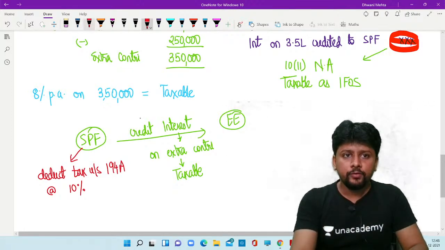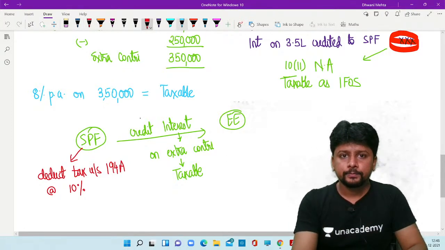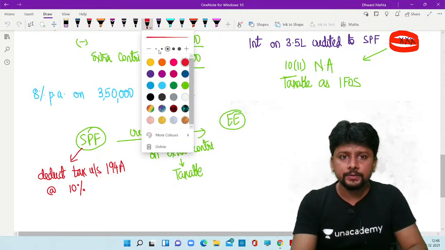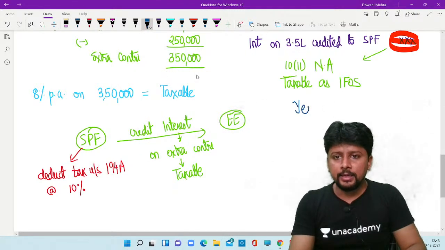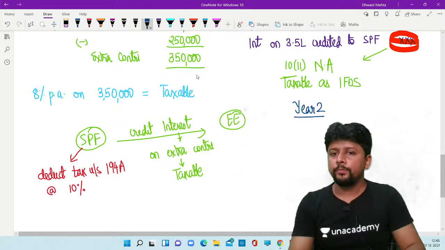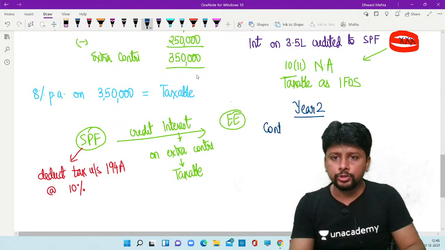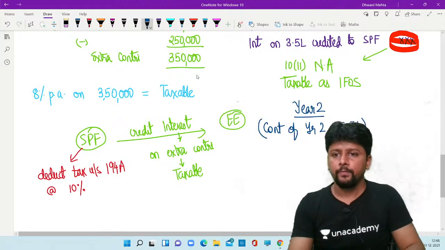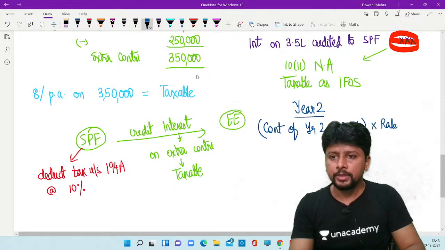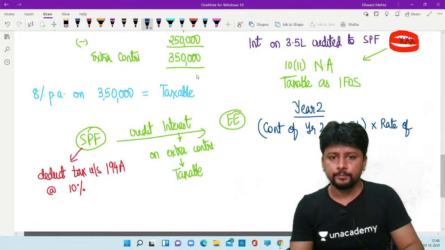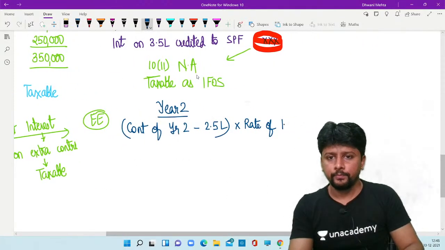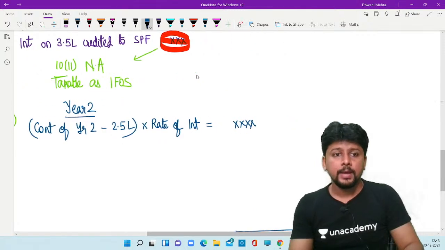So if you think about this, what will now happen is that in year 2, the contribution of year 2 minus 2.5 lakhs, into the rate of interest, this will be taxable.